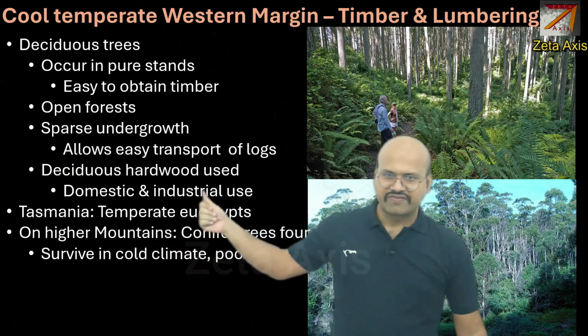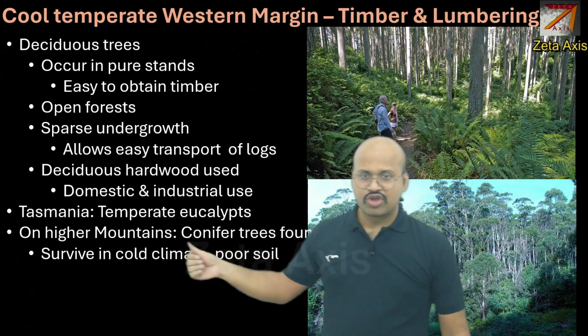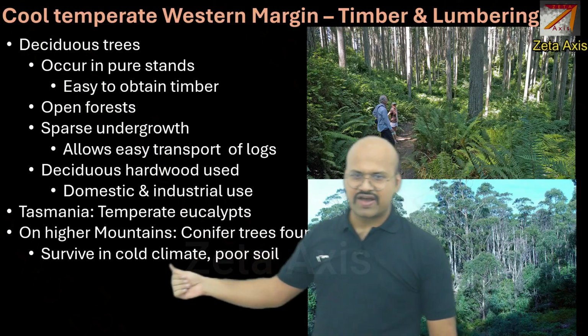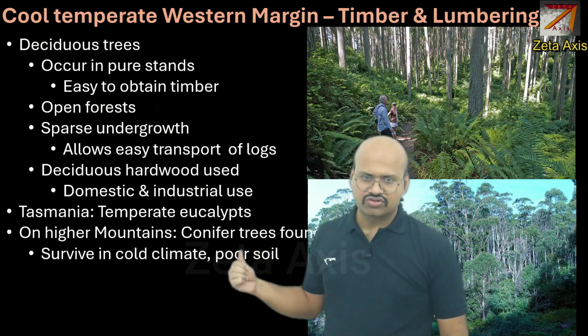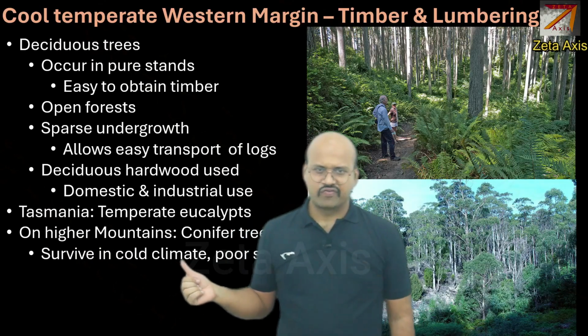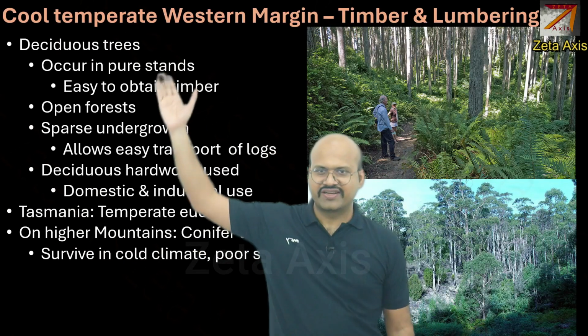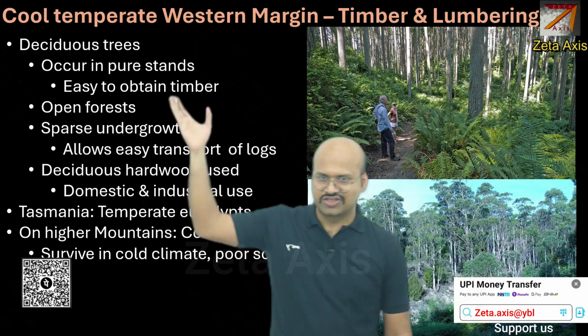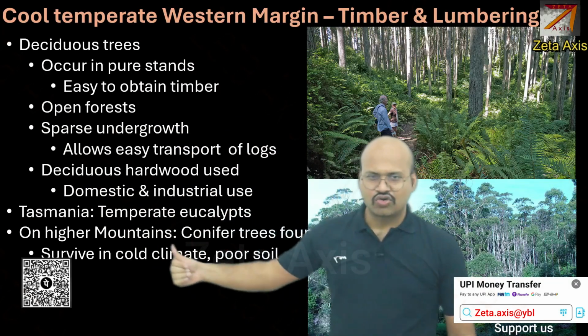In Tasmania, we have temperate eucalyptus trees. On higher mountains, we find conifer trees and they survive in cold climate and poor soil. So, because on the higher mountains, we have cold climate which cannot be tolerated by the deciduous trees, and the poor soil does not provide sufficient nutrition for the deciduous trees. Therefore, we find generally conifer trees over here.